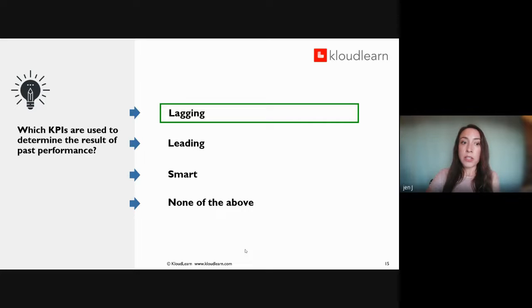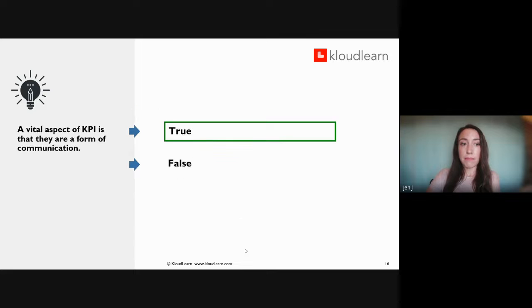Which KPIs are used to determine the result of past performance? Lagging, leading, SMART, or none of the above? Lagging determine past performance. The vital aspect of KPIs is that they are a form of communication. True or false? This is true and very important.